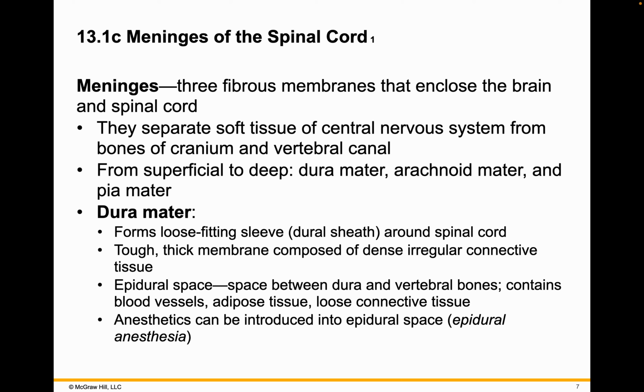The dura mater forms a loose-fitting sleeve around the spinal cord. It's a tough, thick membrane composed of dense, irregular connective tissue. This is where we find the epidural space, which is the space between the dura and the vertebral bones. It has blood vessels, adipose tissue, and loose connective tissue, and it is a place where anesthetics can be introduced when you have an epidural procedure. The name dura mater actually means tough mother.